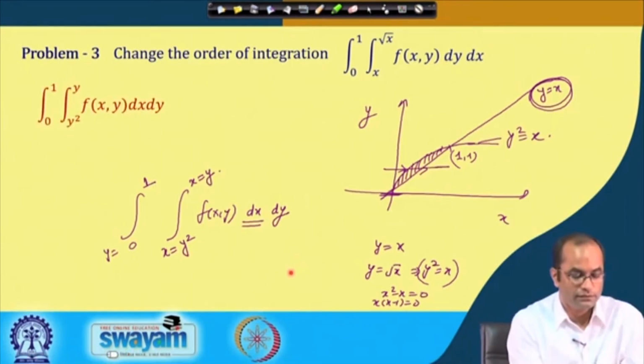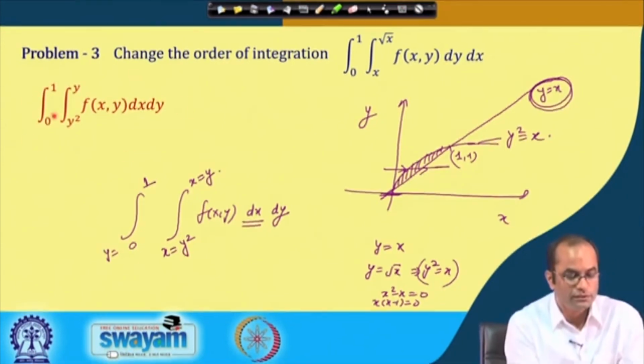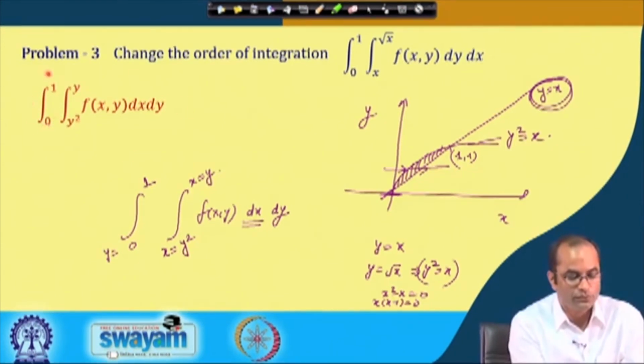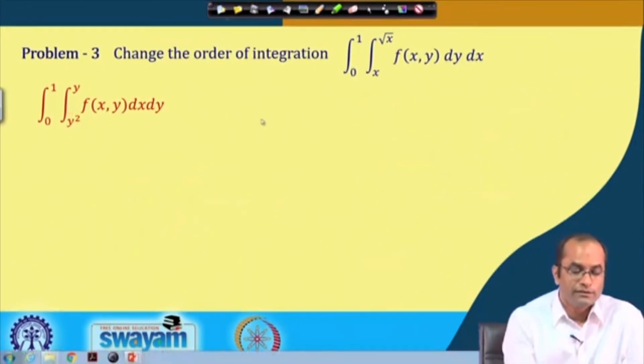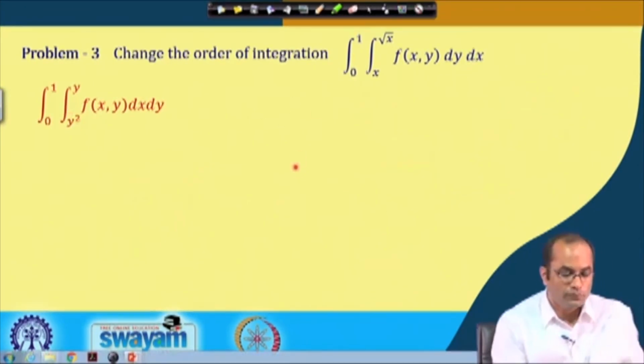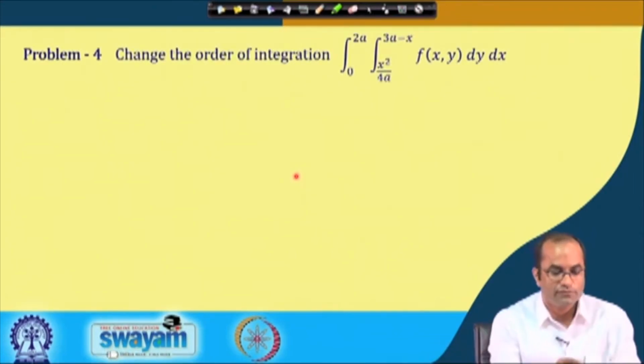So, that is the change of order of integration. So, for the limits, y will be 0 to 1, and the limit of x will be y square to y, and then f(x, y) dy. So, one more example, that is the last example for this lecture.